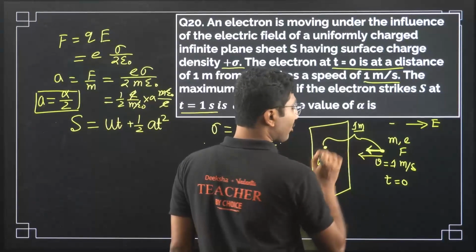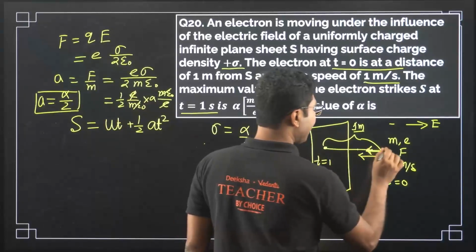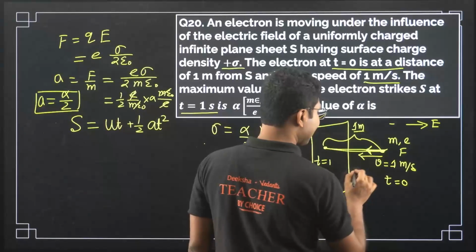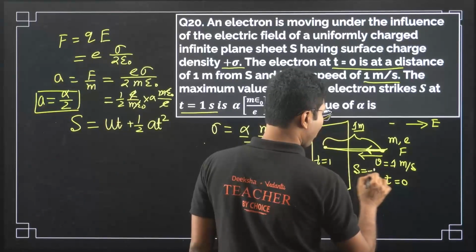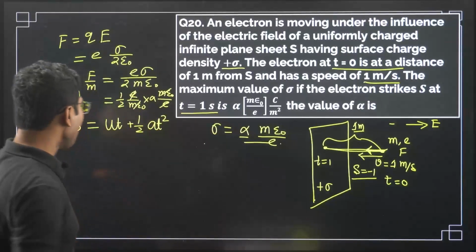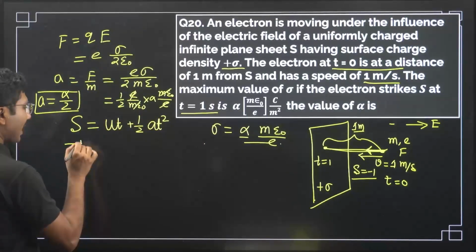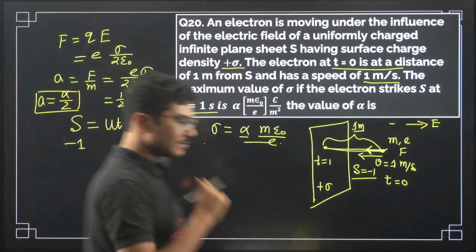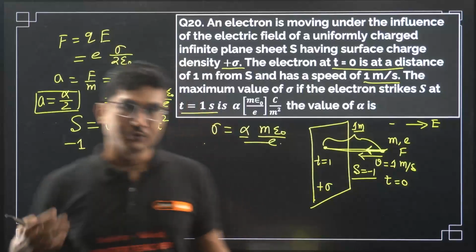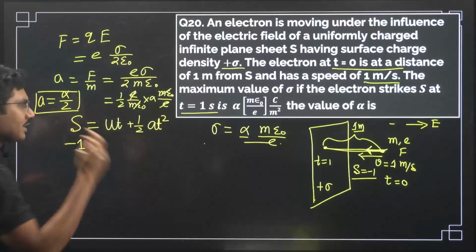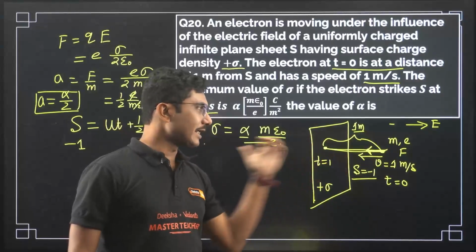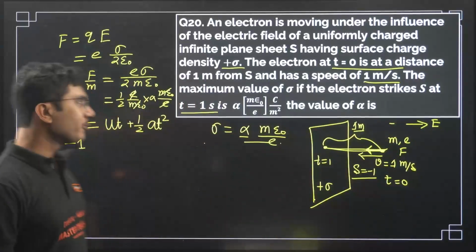you are measuring from the plate. The displacement is negative. The displacement S in this case is negative. Very, very important part over here. The main problem that arises, because if you apply the displacement to be positive, you will get the value of alpha to be 0, which is not correct. Okay, displacement here will be negative because everything is in this direction. Displacement is in the opposite direction.